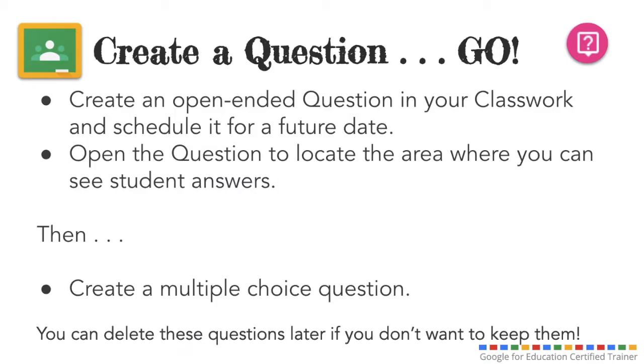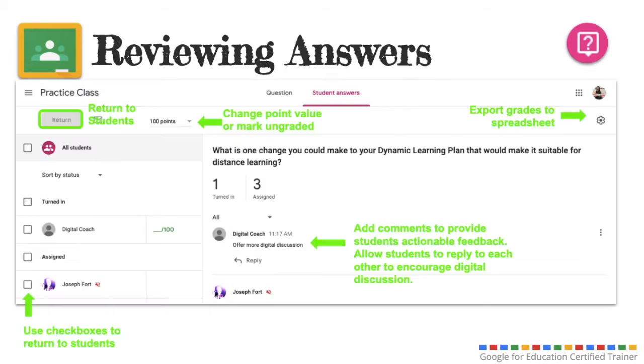It's your turn again. I want you to create a question this time. Create an open-ended question in your classwork and schedule it for a future date. Open the question to locate the area where you can see student answers. Then, try creating a multiple choice question. Again, you can delete these questions later if you don't want to keep them, but please do practice creating both types of questions. Now we're going to look at how you'll review answers.